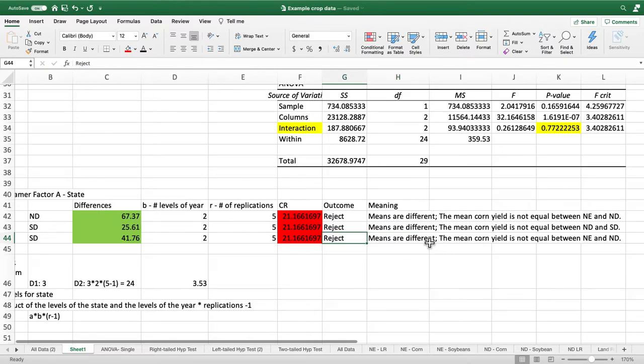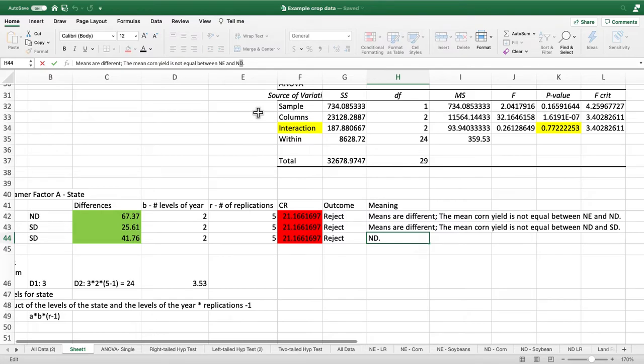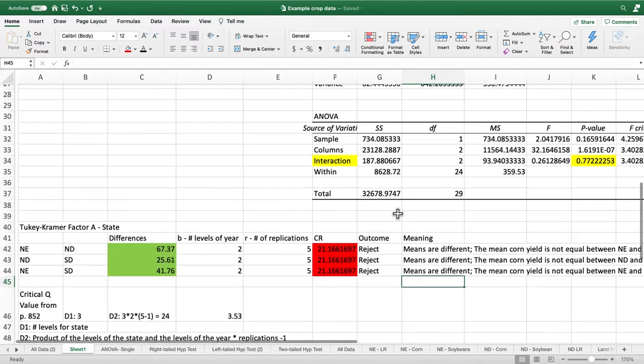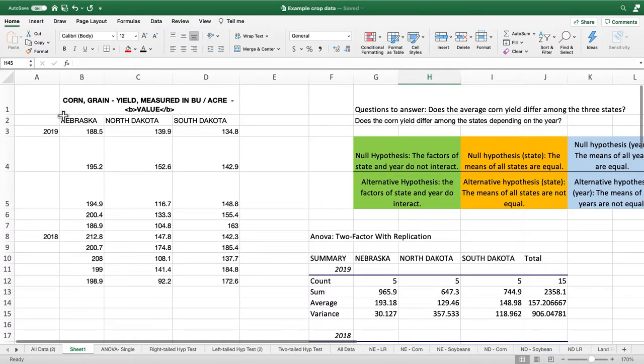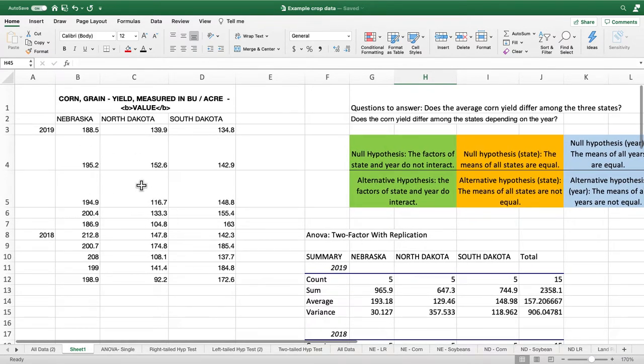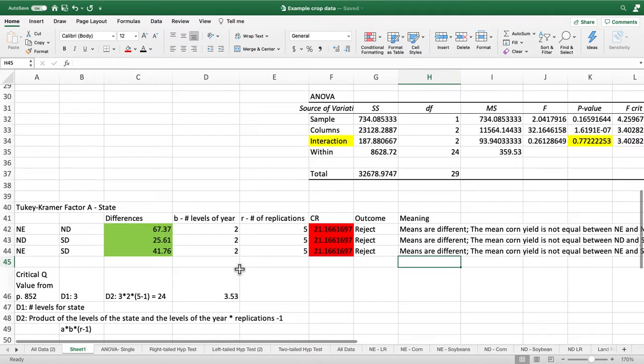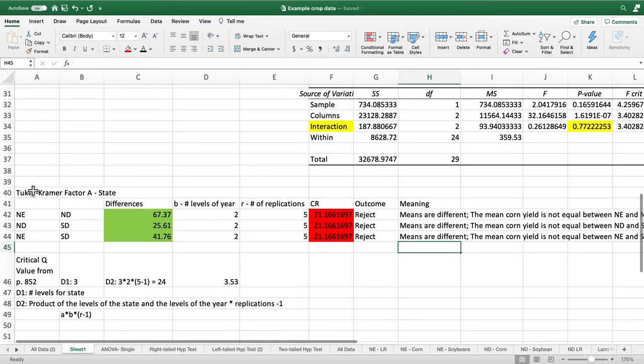And between Nebraska and South Dakota. So with this test, we would find that the means are all different among each state. So that you could claim that the average corn yield in Nebraska is not the same as the average in North Dakota or South Dakota when you compare all of them. So that was the Tukey-Kramer for factor A.